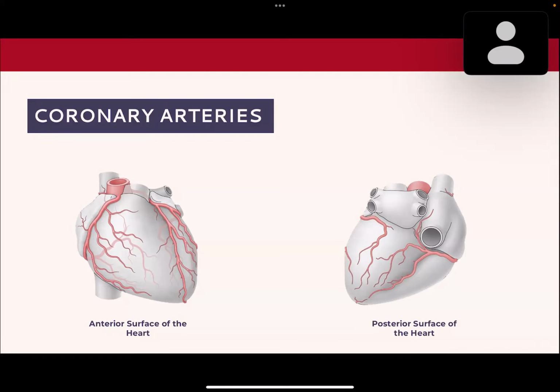Where do they originate from? From the aorta. Exactly. So what is this? That's the aorta. Exactly. Let's just recap on the anatomy. This is the right atrium. Here we have the right ventricle, and here the left ventricle. This is the left atrium.